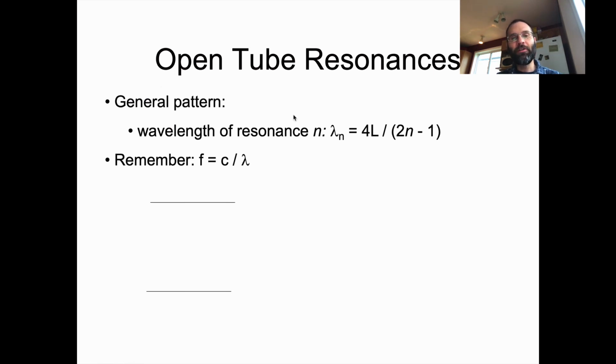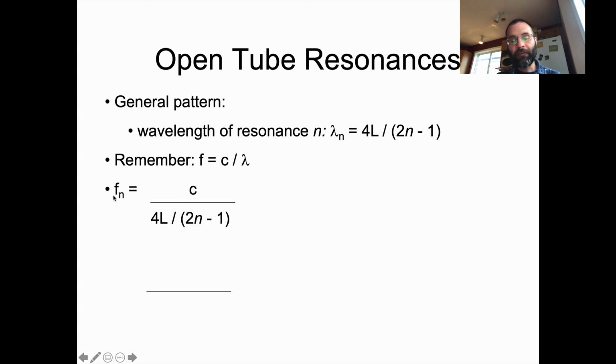We can also use this relationship to go back and figure out how frequency is determined by the length of the tube. So our basic equation is F equals C over lambda. We're going to substitute all this for lambda in the bottom of this equation.